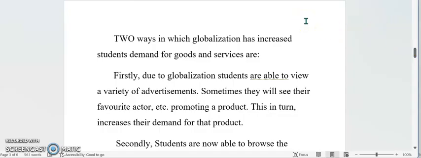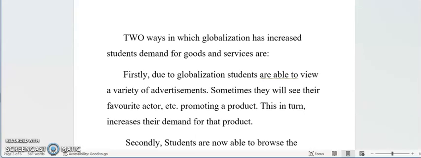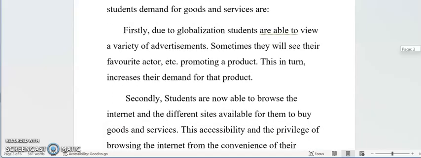So, because of globalization, markets are able to advertise their products all over the world, which in turn will increase students' demand for that product. Secondly, let's look at another answer that you could write for this question.